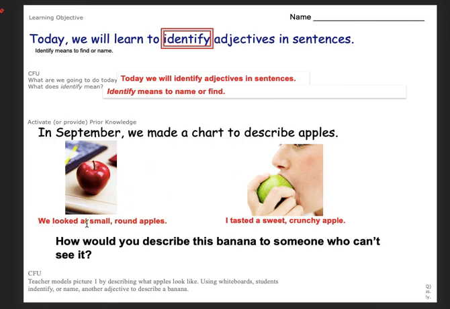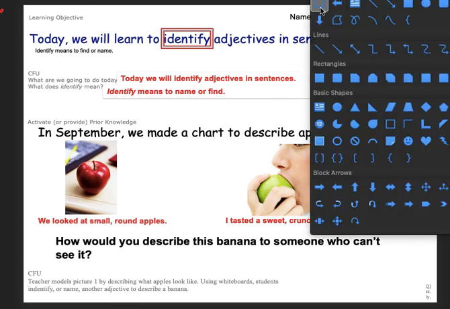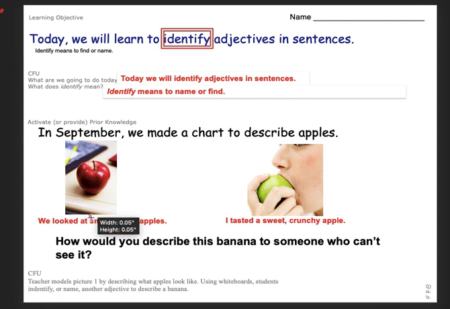Some of these words, each one has a different purpose. Does "we" tell you anything about the apple? No. "Looked"? No. That's an action that we did. We looked at small, round apples. I think that small and round are describing the apples. What do you guys think? Those are describing words for the apples.